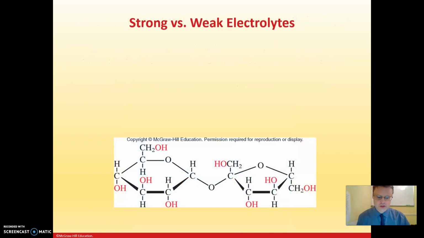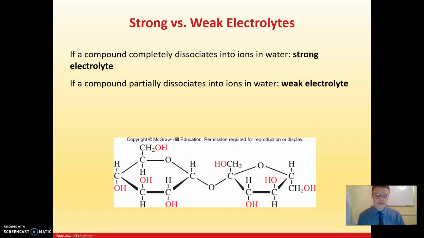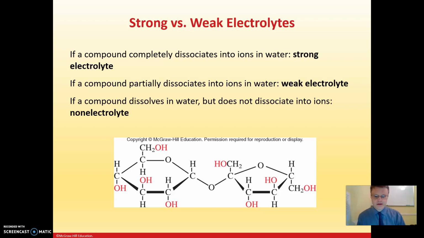All right, so we can have strong and weak electrolytes. If a compound completely dissolves in water, that's going to be a strong electrolyte. If it partially dissolves in water, it's going to be a weak electrolyte. And then if a compound dissolves in water but does not dissociate into ions, it's a non-electrolyte. So this is an example of a sugar molecule. It will dissolve in water because it's polar, which is kind of getting onto the next slide here. But it doesn't dissociate into ions. So it's a non-electrolyte, this sugar molecule.